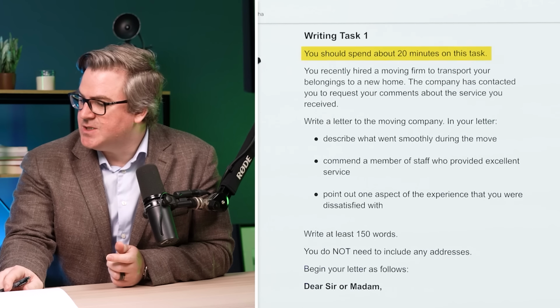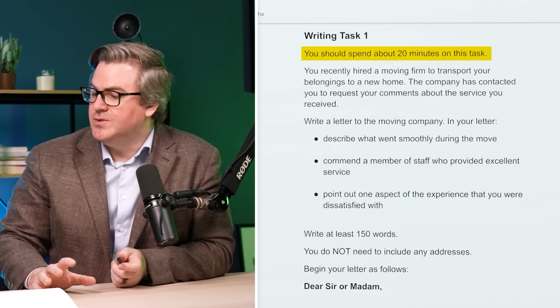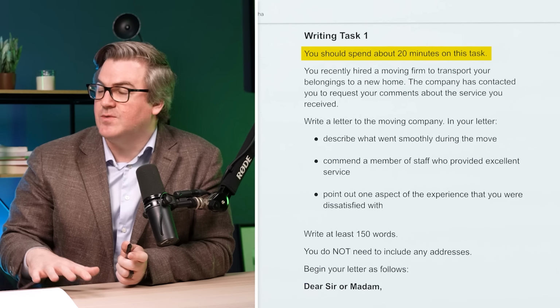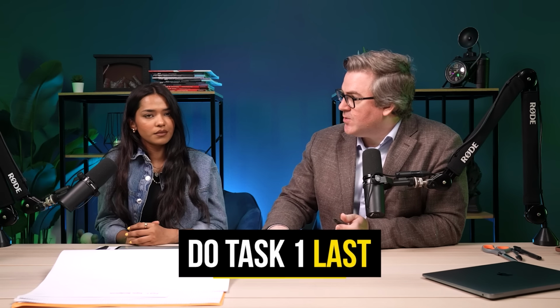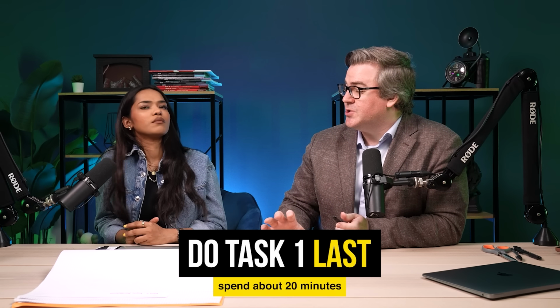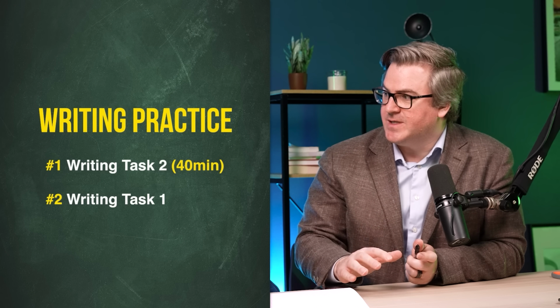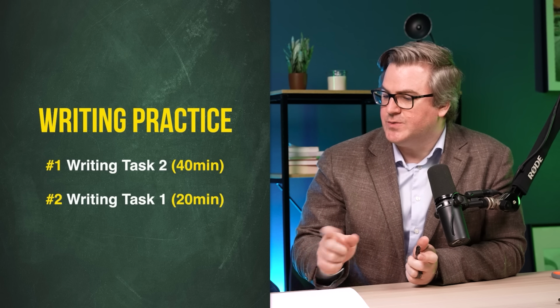So it always says you should spend about 20 minutes on this task. I would recommend that you do the writing task 2 first, and then writing task 1 last. Writing task 1 only takes 20 minutes, but students often spend too much time on it, and that means they have less time to do task 2. So when you're practicing, try to get task 2 done in 40 minutes and then move on to task 1.